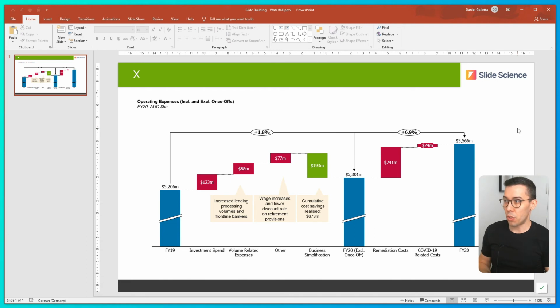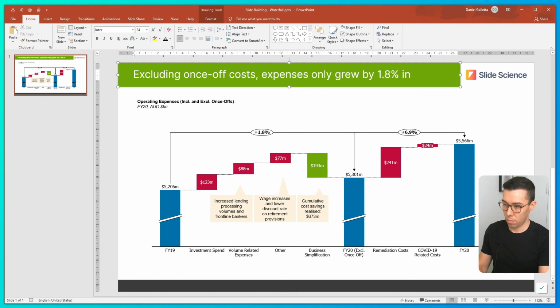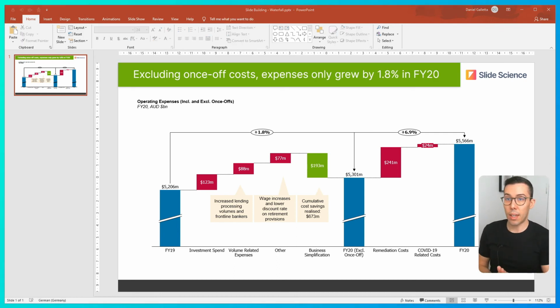And the final thing we should do is add a lead in. Now, most people just put a title there. They might just say operating expense growth or something like that. In reality, to make this really clear, you should put the insight there. Something along the lines of: excluding once-offs, expenses only grew by 1.8% in FY20. So there we go. That is our waterfall chart in ThinkCell and PowerPoint.